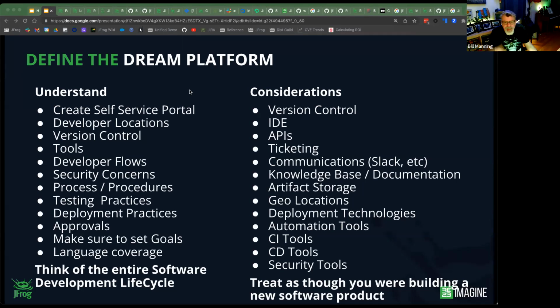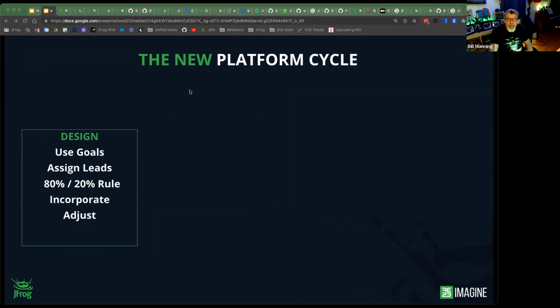Also, deployment technologies, automation, security tools, right? Look at all the pieces and figure out where you can consolidate and things like that. Now, saying that, you're going to want to go ahead and build this new platform, right? And the first thing you're going to do is design it. This is actually, once again, treat your internal systems like a product, right? I said that in the previous step.